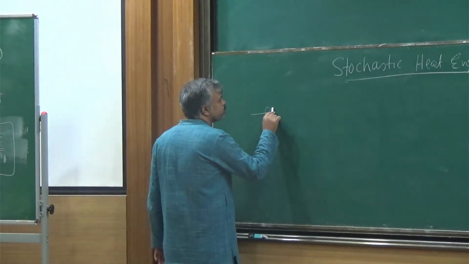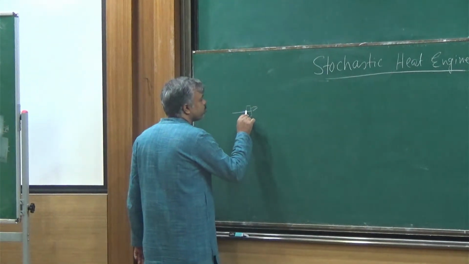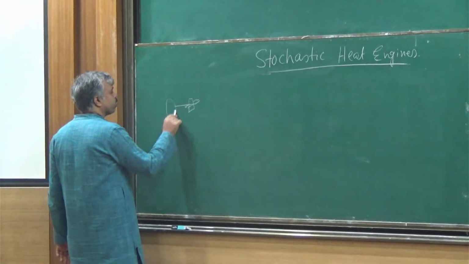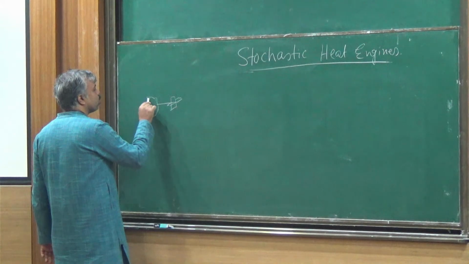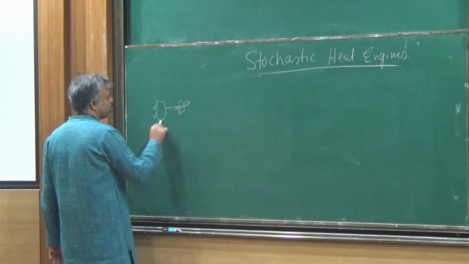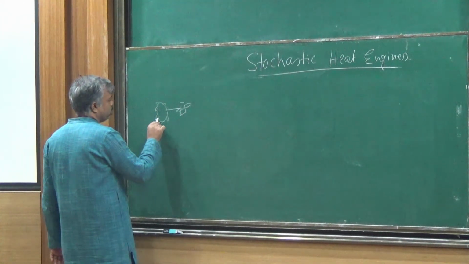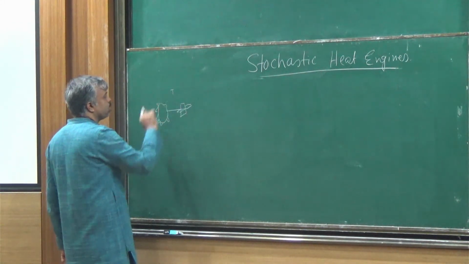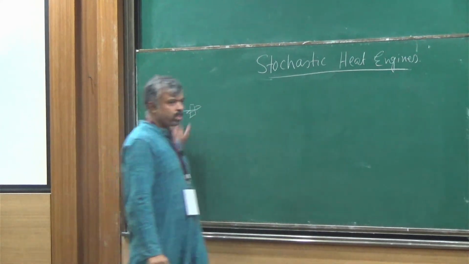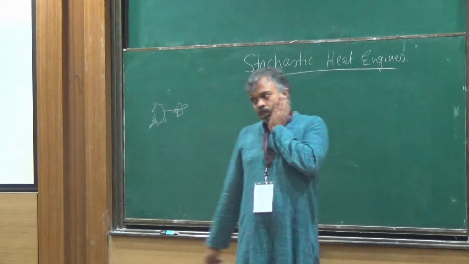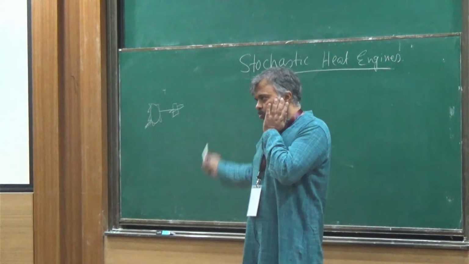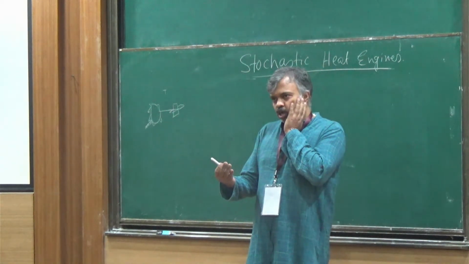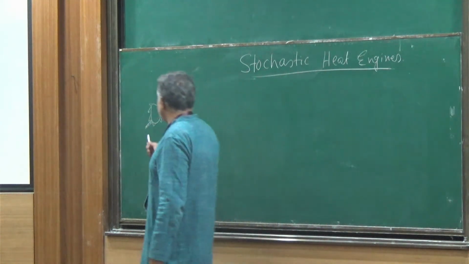So I have a vane, and then I have a wheel, and there's a ball. If everything is at the same temperature, this device will not produce any work. But apparently it seems otherwise. So what is this ball doing?